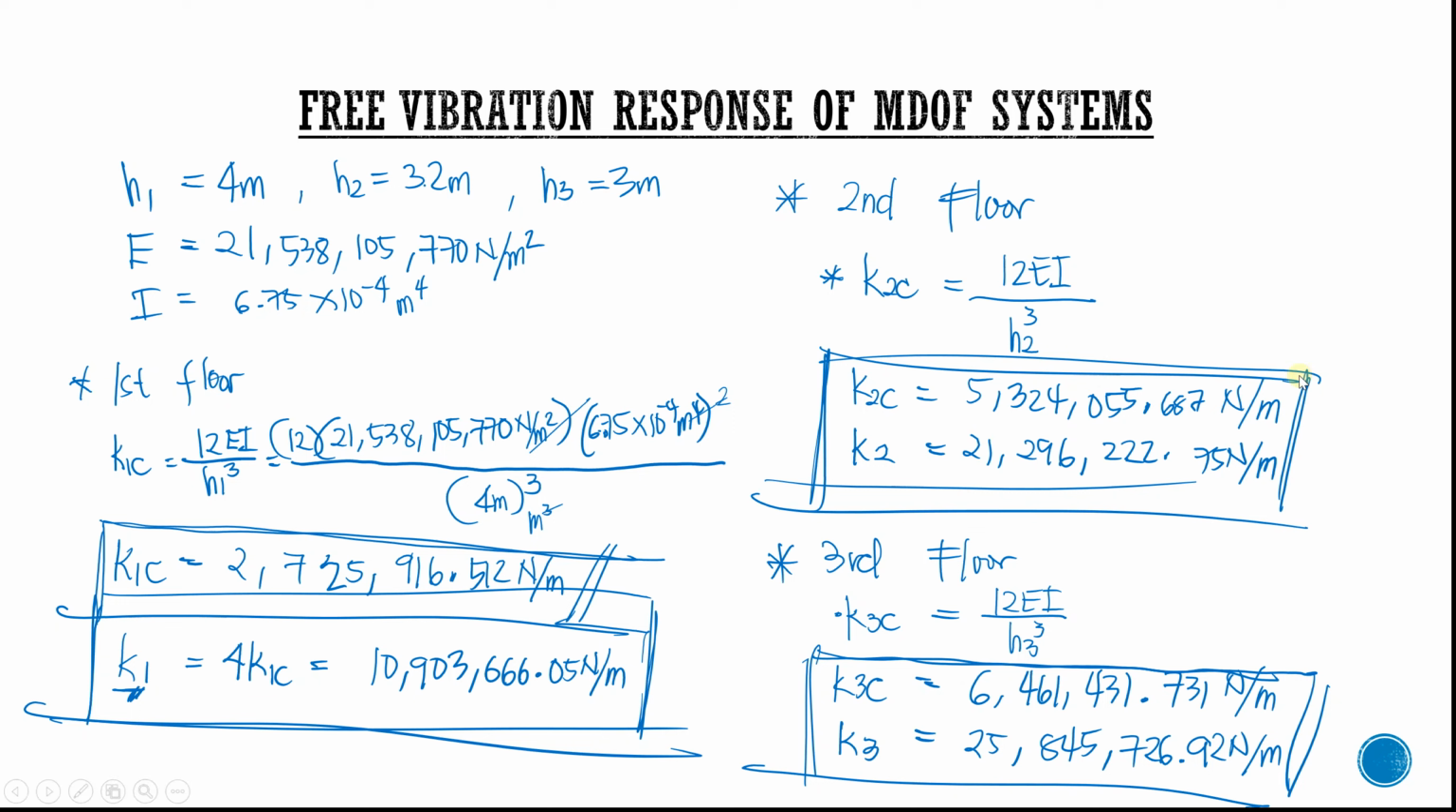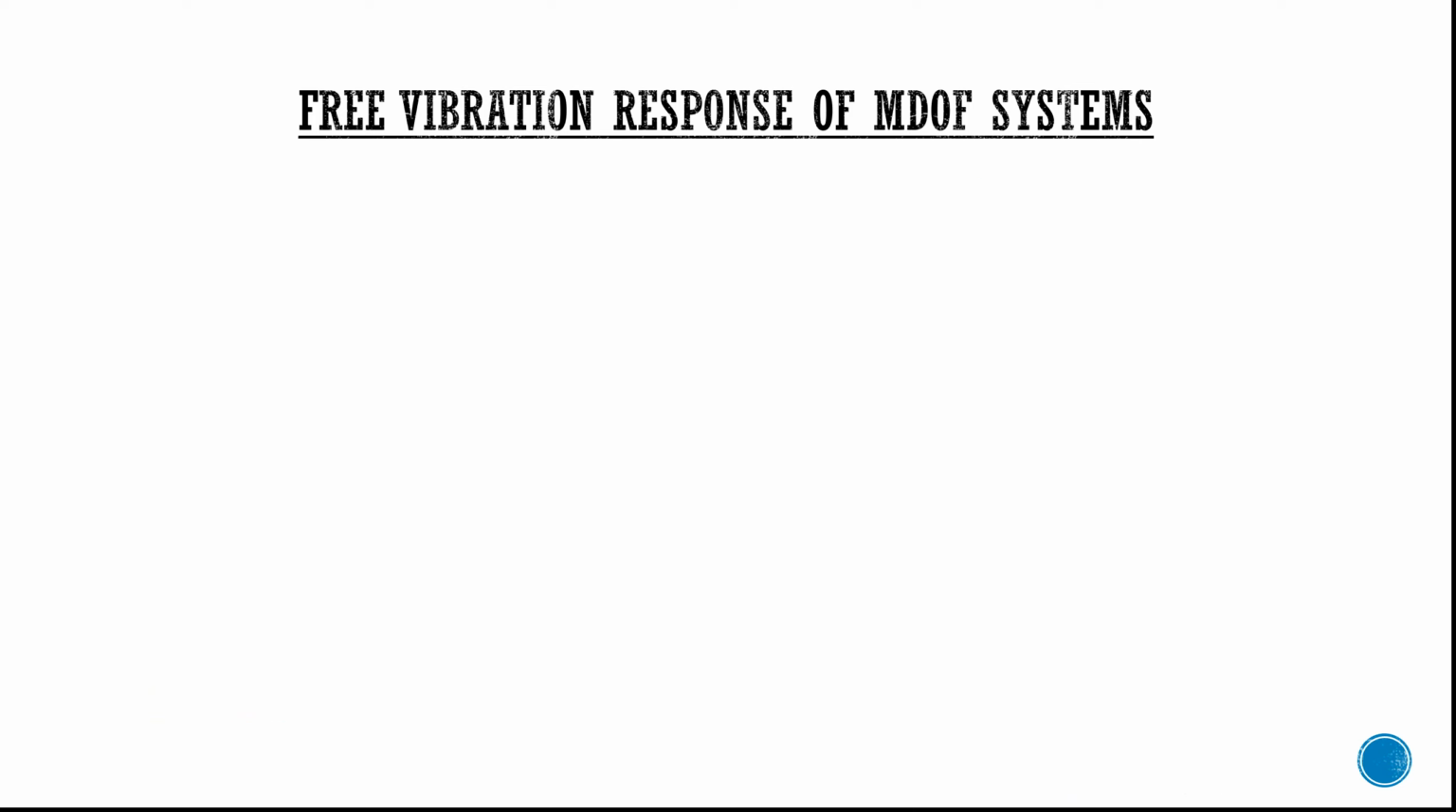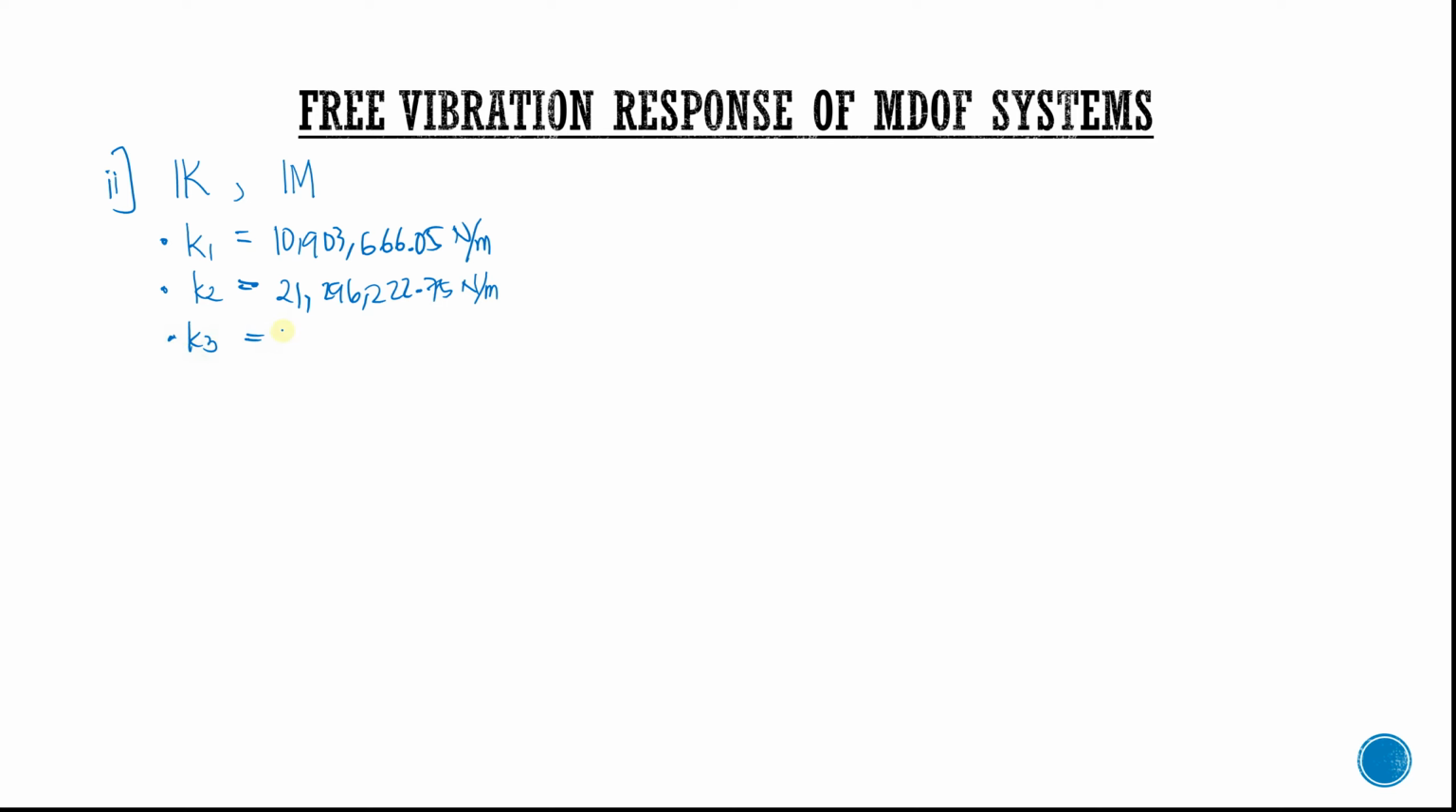Since we are already done calculating the equivalent stiffness per floor, let's proceed with our next step: determination of the stiffness matrix and as well the mass matrix. Our equivalent stiffness for the first floor is 10,903,666.05 Newton per meter. The equivalent stiffness for the second floor is equal to 21,296,222.75 Newton per meter.